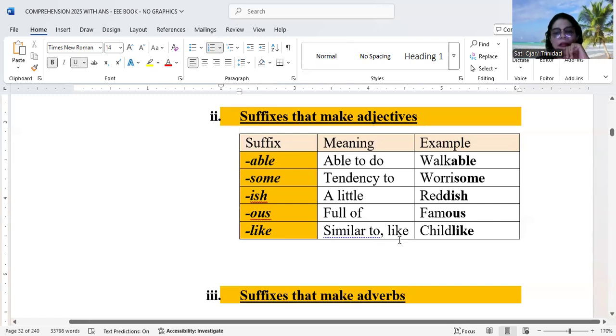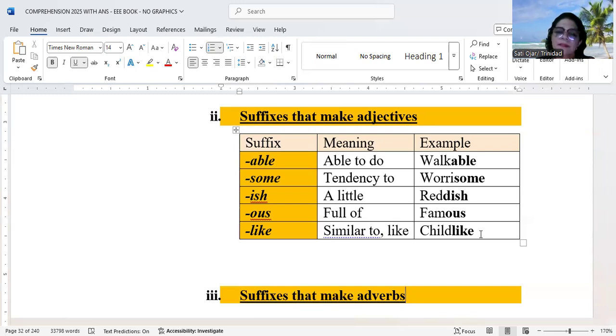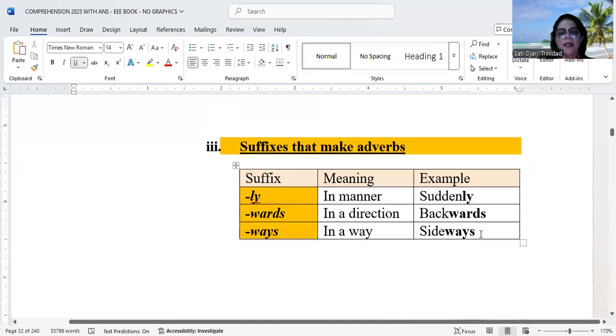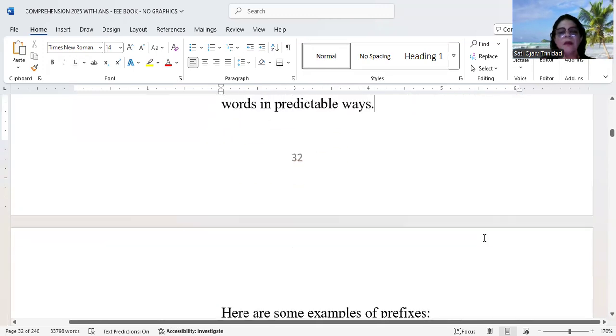Like means similar to or like. What does childlike mean, Mikhail? Something or someone acting like a child. Right, similar to a child. Very good. Ly means in a manner, so suddenly means how something is moving or is done, right? Ward means in a direction. Backwards means going in the direction of back. Ways means in a way. Sideways means in that way, to the sides, right?